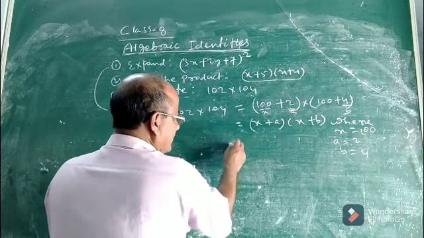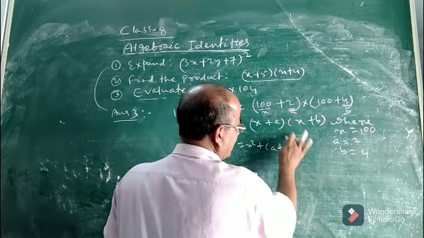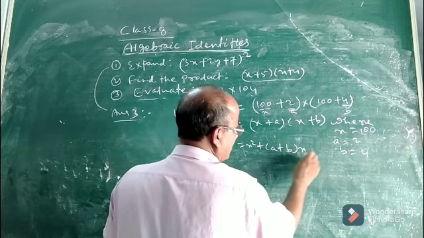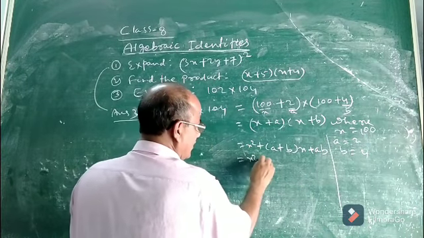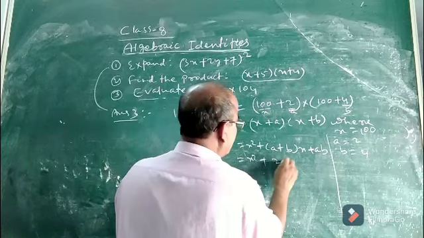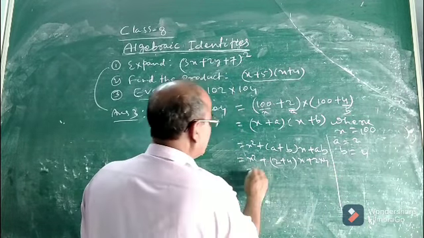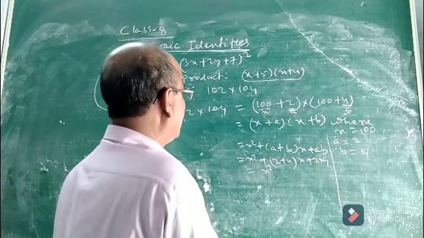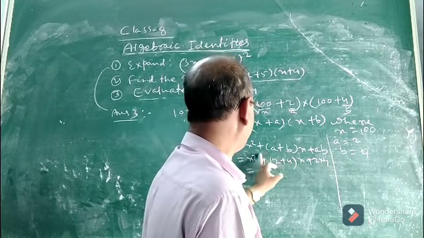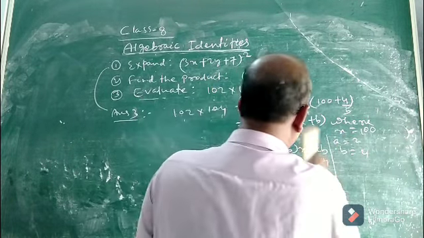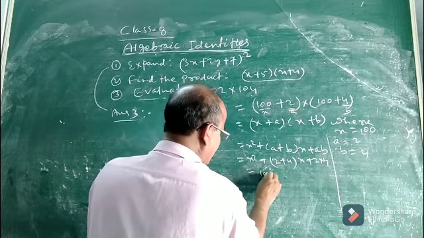Now you know the formula for this, because it is in the form of x plus a into x plus b. The formula is x square plus (a plus b) into x plus ab. Now you see, a is 2, b is 4. So x square plus (2 plus 4) into x plus 2 into 4. Then x is how much? x is given as 100. Oh, I have not put 100. Yes, we have to put 100 in place of x.